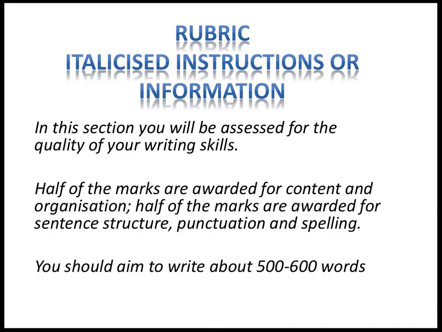You must remember that for section B, half of the marks are awarded for content and organisation, and the other half of the marks will be awarded for your sentence structure, punctuation and spelling. It's also important to remember that you should be aiming to write about 500 to 600 words, and most students will write about 250 words per one side of A4 writing, depending on the size of your writing obviously. So you're looking to write about 2 sides of A4.